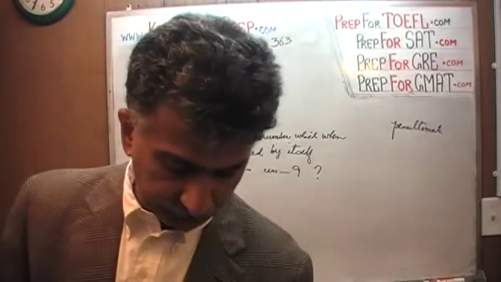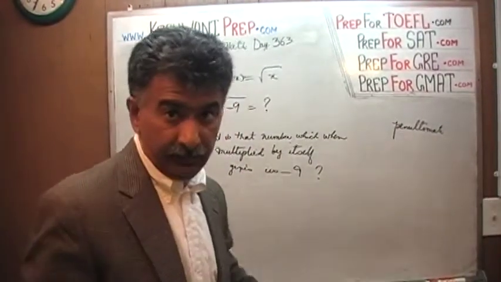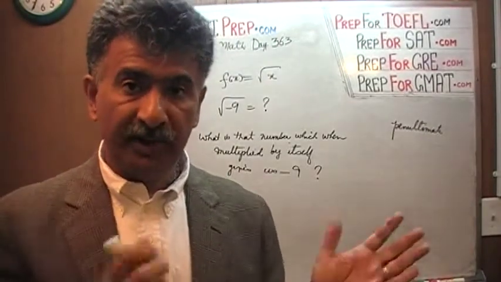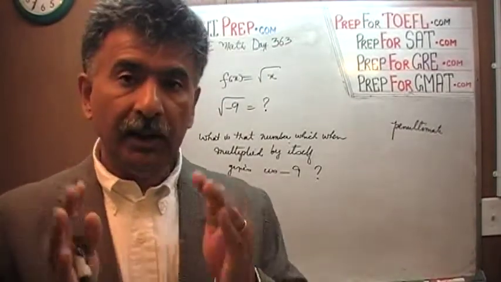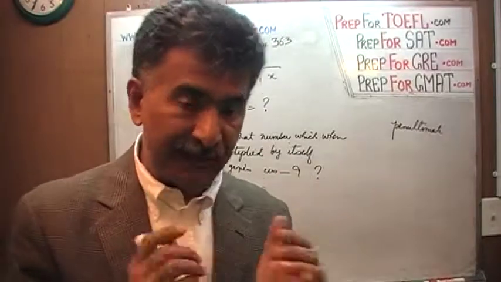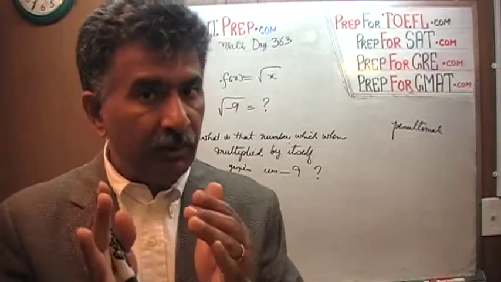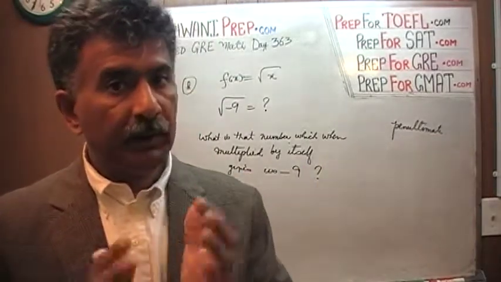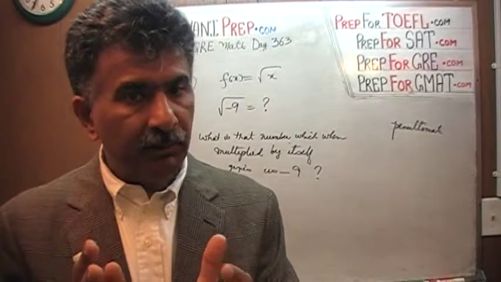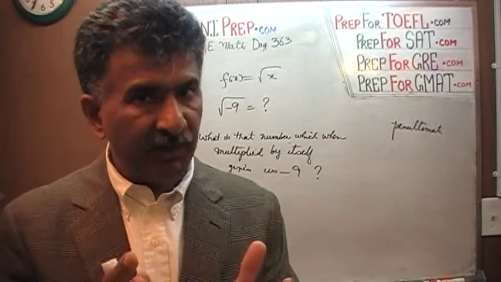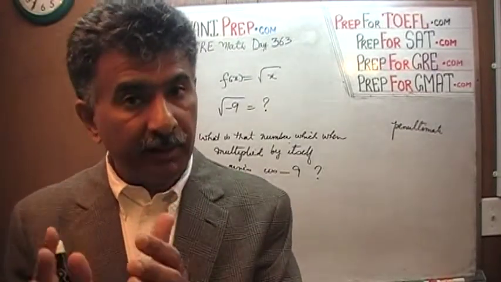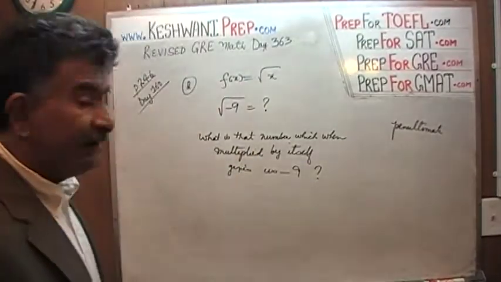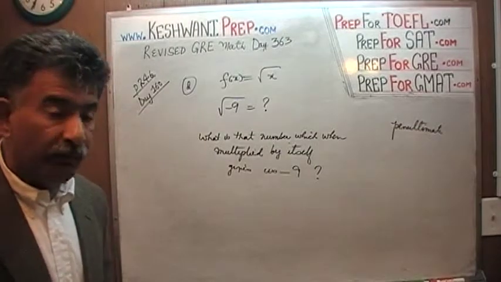Let's think about it for a second. Any number in the world, other than 0, has to be either a positive number or a negative number. Since we are multiplying the number by itself, if the number is positive, positive times positive, the product is going to be positive. If the number is negative, negative times negative, the product will again be positive. In other words, it is impossible to take a square root of a negative number.